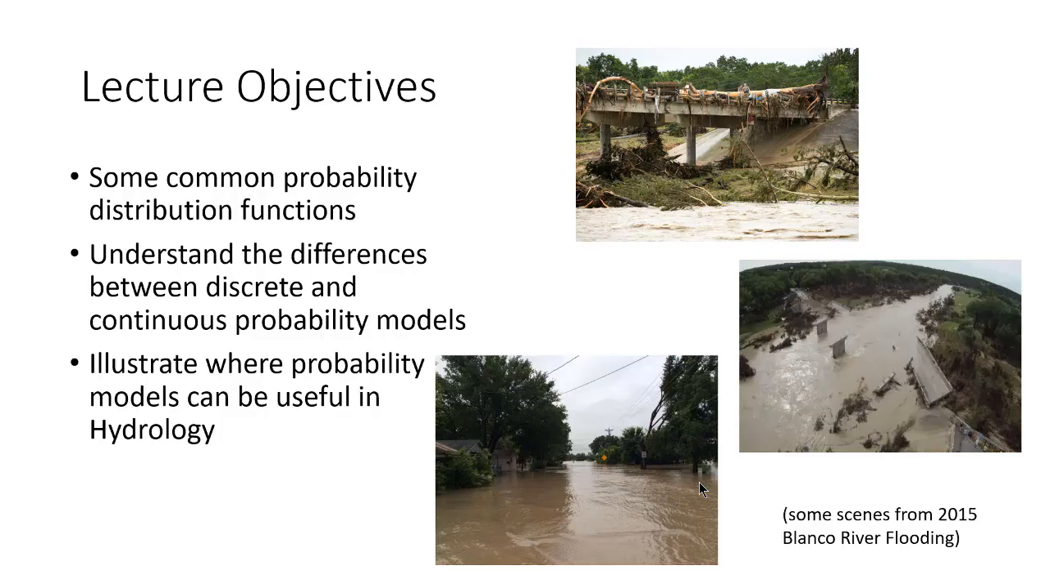So, learning objectives: we want to look at some common probability distribution functions and understand the differences between discrete and continuous probability models. And as we do this, I want to illustrate where probability models can be useful in hydrology. Again, my goal here is not to show you how to get the parameters for the probability distribution function. We're going to do that in the next lecture, but to give you a broad overview of what these models look like and what their potential uses in hydrology are.